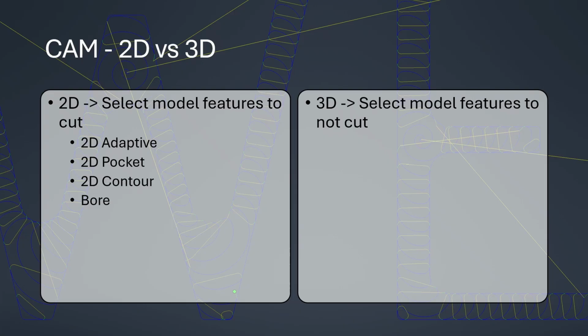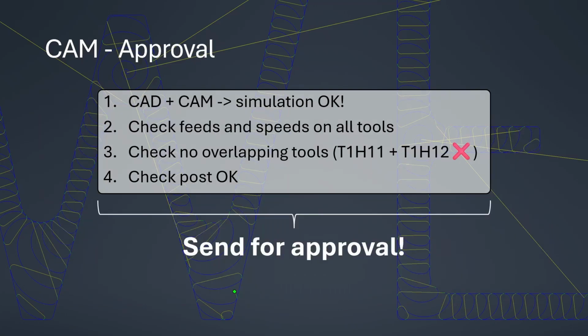3D is basically select model features to not cut. So if you apply the 3D operation and you just press OK, it will try to machine everything. And that's almost always not ideal. So you almost always need to limit it and say, please don't machine here, etc. In a lot of cases, I think it's good to try to do 3D as much as you can, but in some cases, it can be so much of just selecting what you don't want that it's quicker to do a 2D. So 3D adaptive, 3D pocket, horizontal, parallel, those are really common ones.